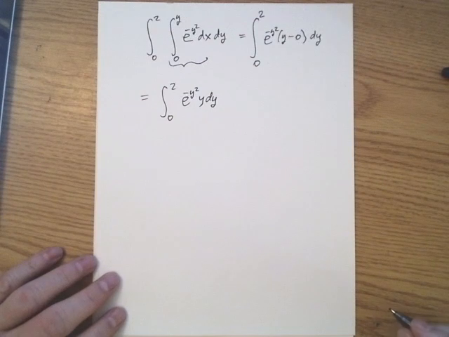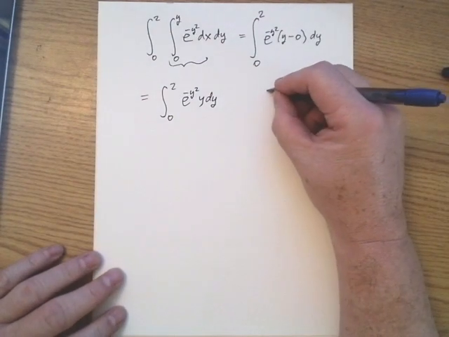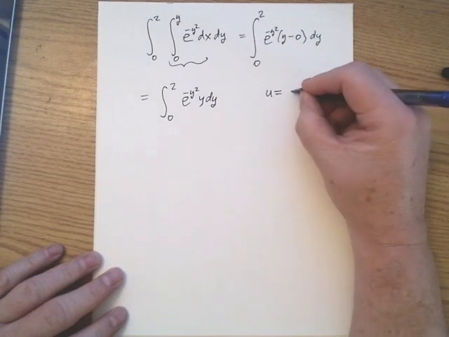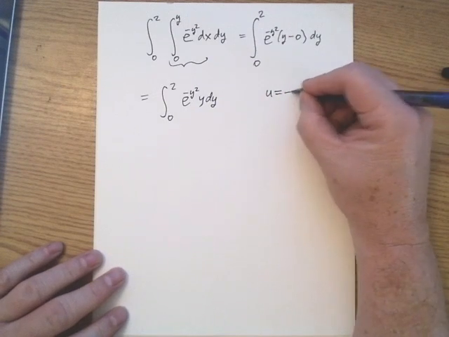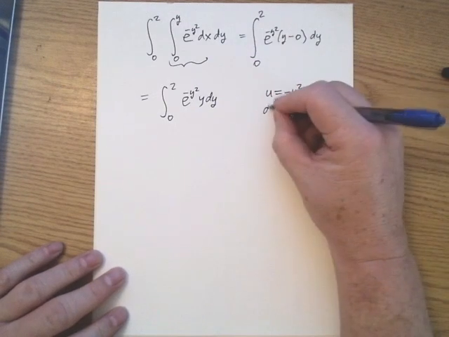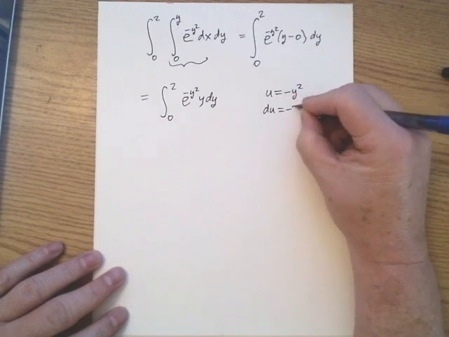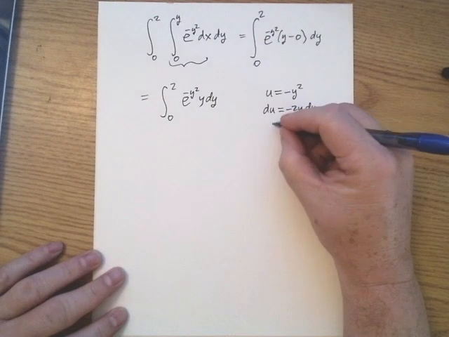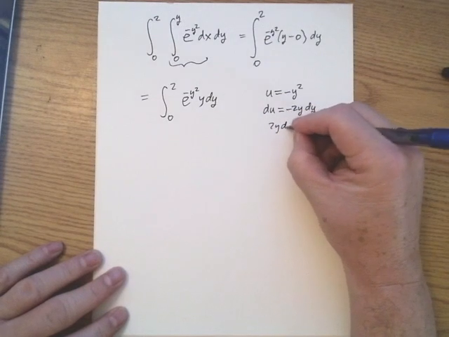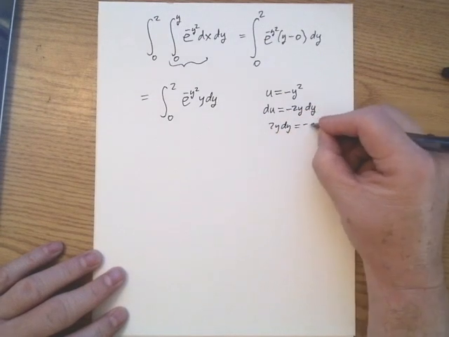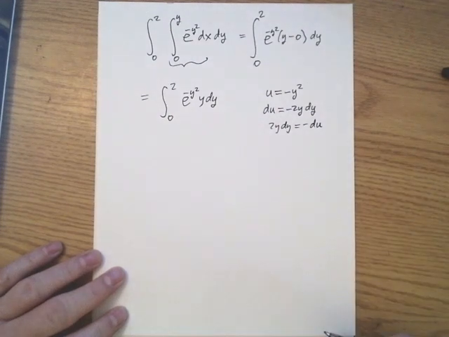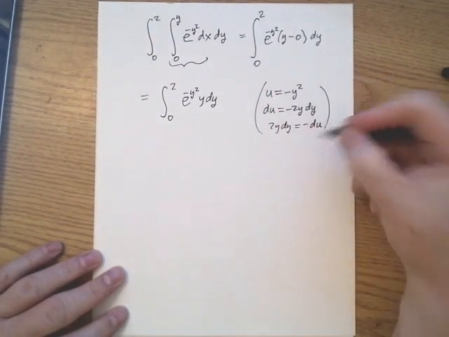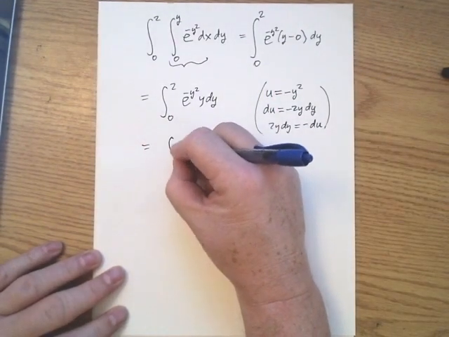Now, can you think of a technique that you might use to integrate this? Sure. You're probably thinking about this. u equals, how about minus y squared? That would mean differential changes in u are negative 2y times differential changes in y. So that means 2y dy is actually negative du. So what is my integral looking like now?